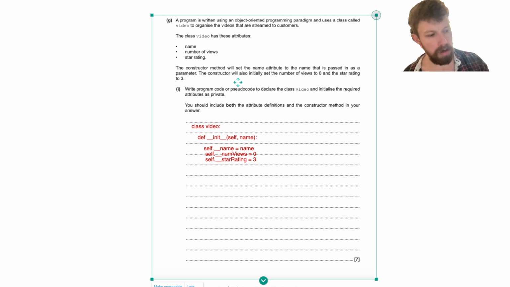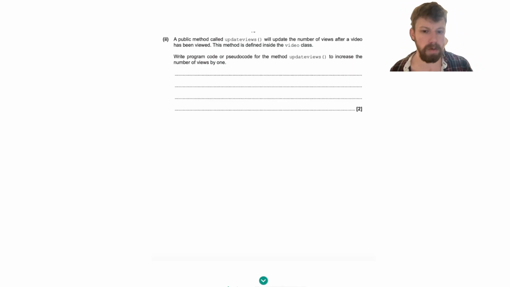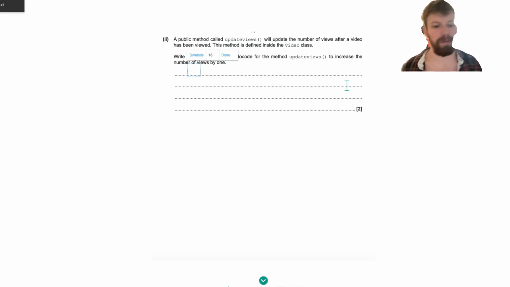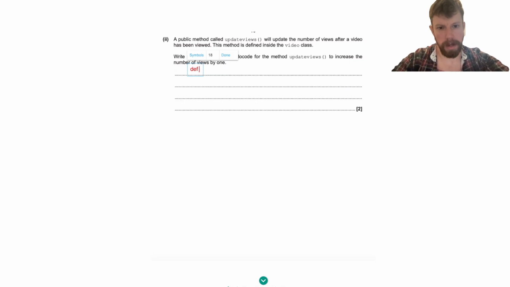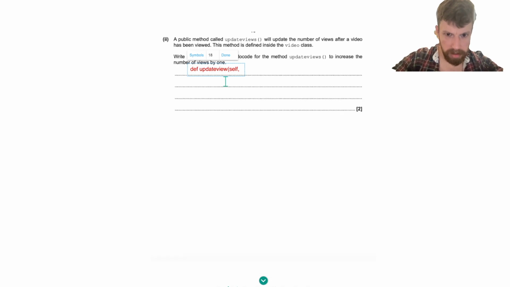Attributes are generally private, methods are normally public. So let's have a look. A public method, well, that's funny, went on to that one. Update views will update the number of views after a video has been viewed. The method is defined inside the video class, that's fine. Write a program or pseudocode for update views to increase the number of views by 1. Easy stuff. So what we're going to do is def, update views, just make sure you spell it exactly the same. As you can see, self, and we have to use the same name that we've put here, so num views. So I'm just going to put it in here like this.